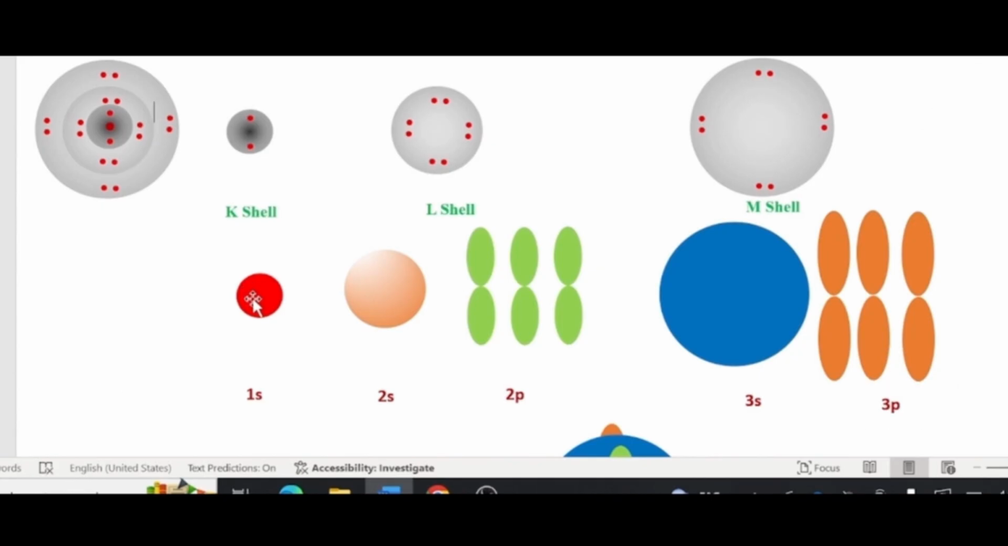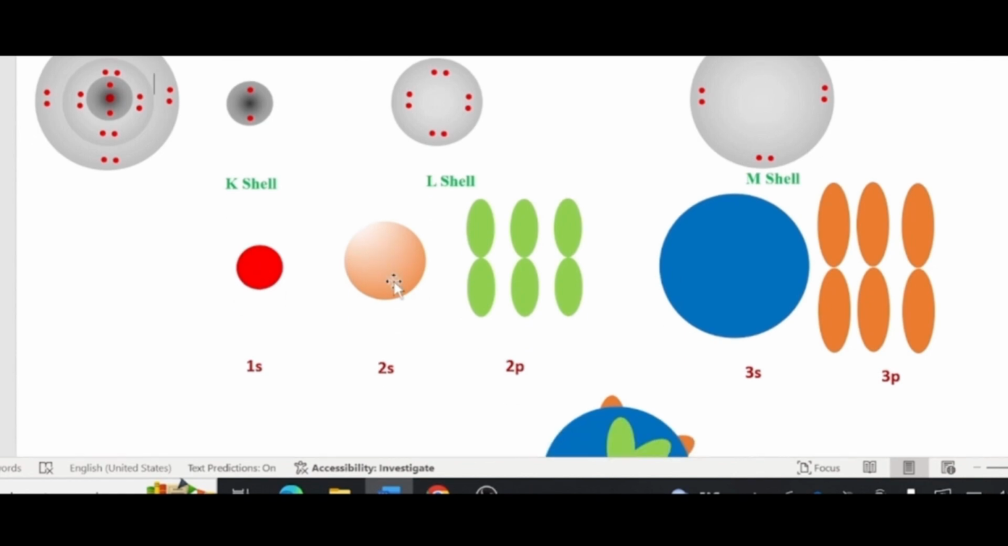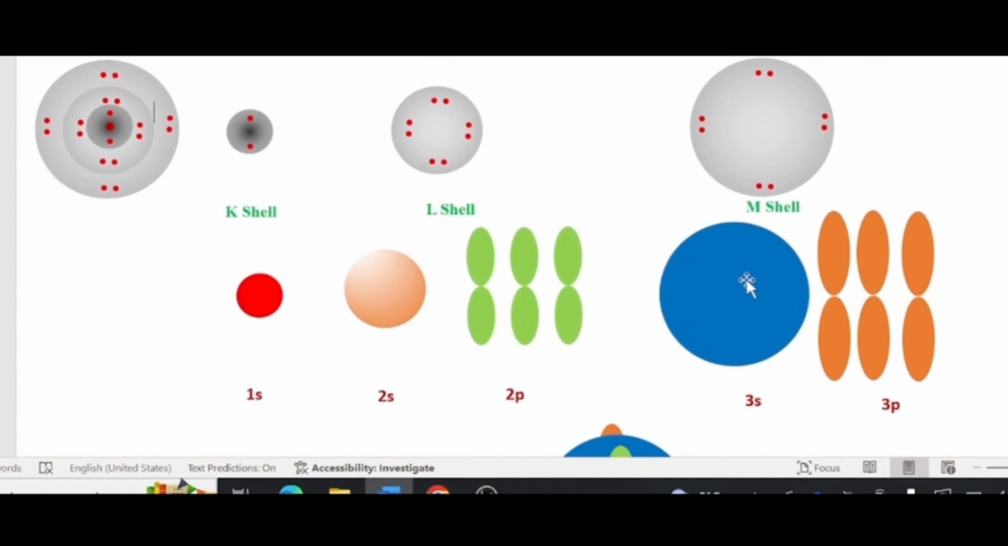So this is called the 1s orbital, spherical. This is called the 2s orbital because it's in the second shell. That's called the 3s orbital because it's in the third shell. And note how progressively bigger and bigger these s orbitals get. Same thing with the p. There's a 2p orbital here, and these 3p orbitals are bigger than those. How do we put all of these together?